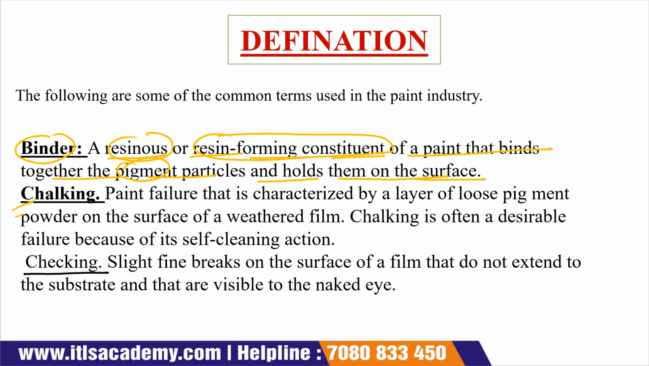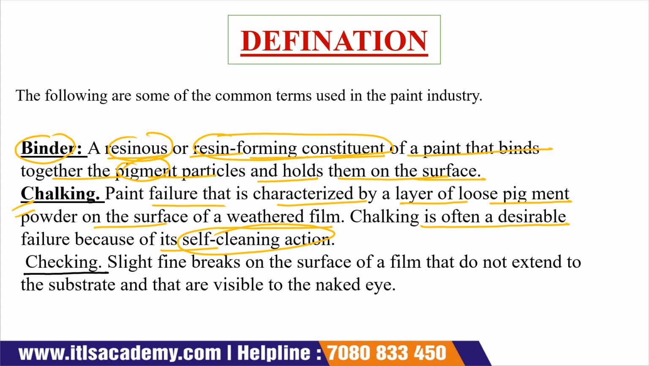The next is chalking. Chalking is a paint failure that is characterized by a layer of loose pigment powder on the surface of the weathered film. Chalking is simply a paint failure, characterized by a layer of loose pigment powder which appears on the surface of the weathered film. Chalking is often a desirable failure because of its self-cleaning action. Sometimes chalking is called a desirable failure because it comes under self-cleaning action.